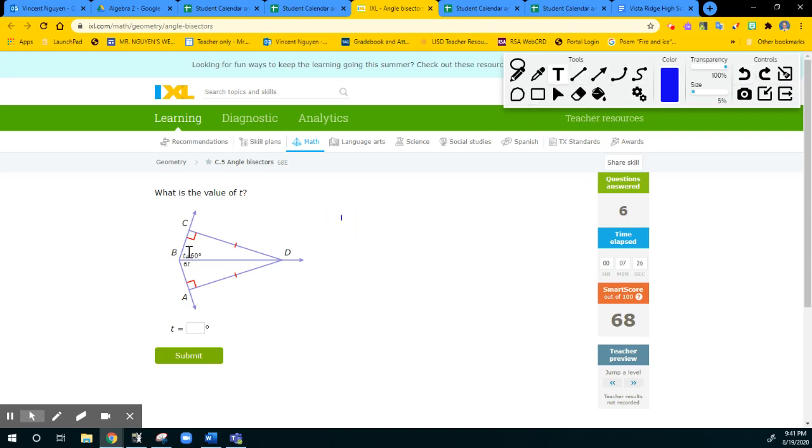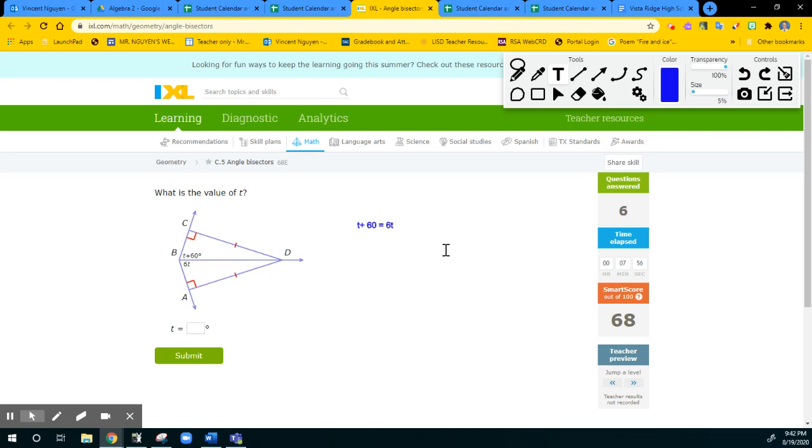angle, let's say I'm going to label this angle 1, and this is angle 2. Okay, the relationship is that they're equal to each other. So if they're equal to each other, then I can set up an equation that says T plus 60 equals 6T. Okay, 60, 60. All right, so that's the relationship. This angle equals this angle, right?